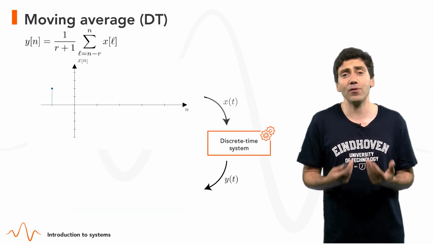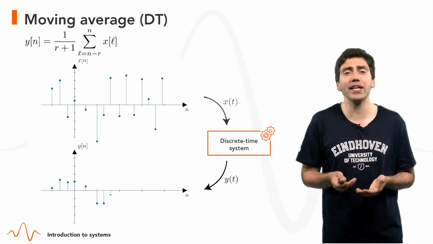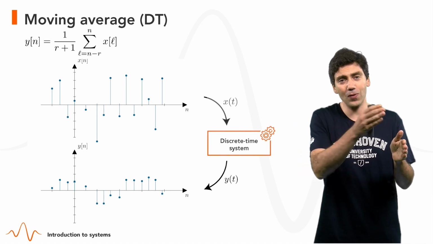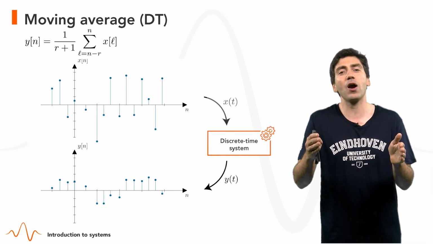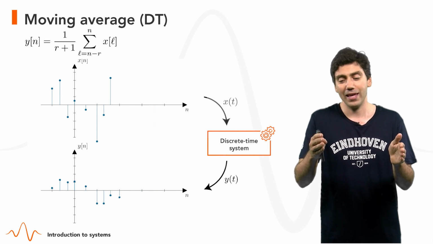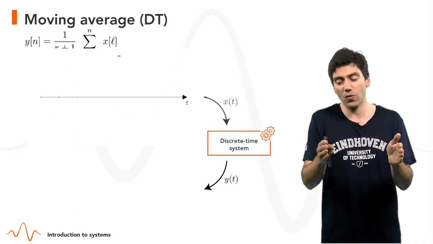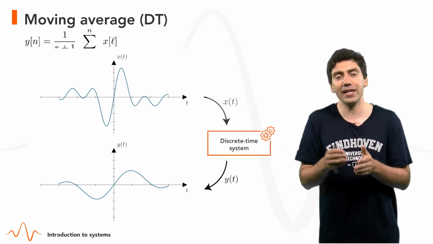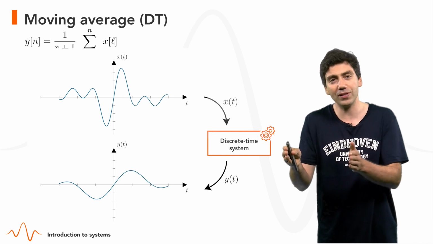Finally, we have the moving average, which is useful in several contexts, which is nothing more than the average of the signal over a given window with r plus 1 values. And then we take the average over time. So the output, y of n, is the average of the previous r plus 1 values.